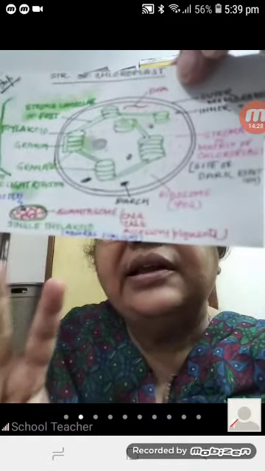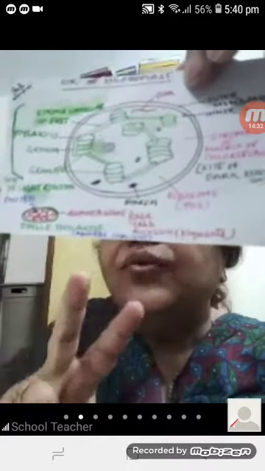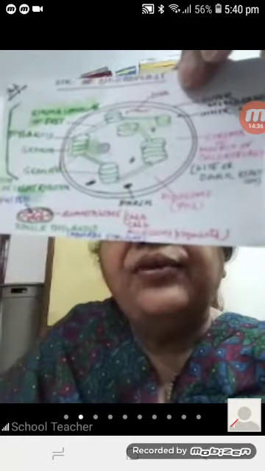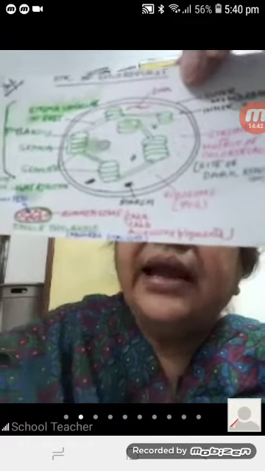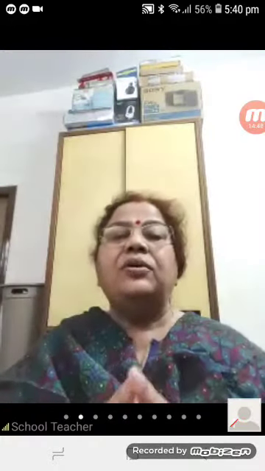Photosynthesis is completed in two phases. One is light reaction, the other is dark reaction. Light reaction is the one which requires light energy. And light energy can be trapped only by that part of the chloroplast which has chlorophyll.